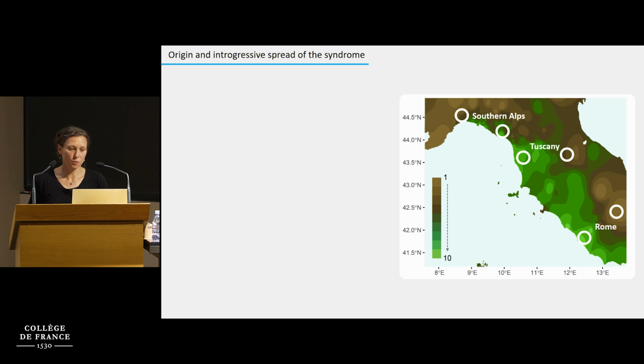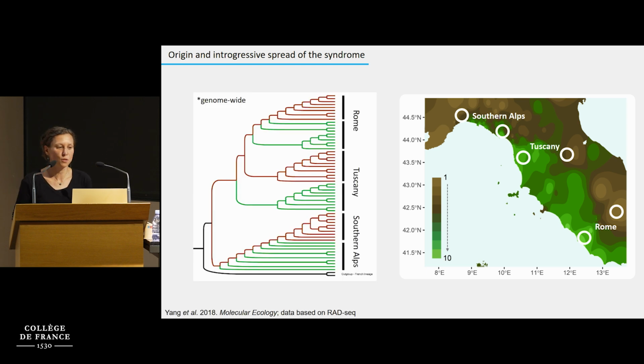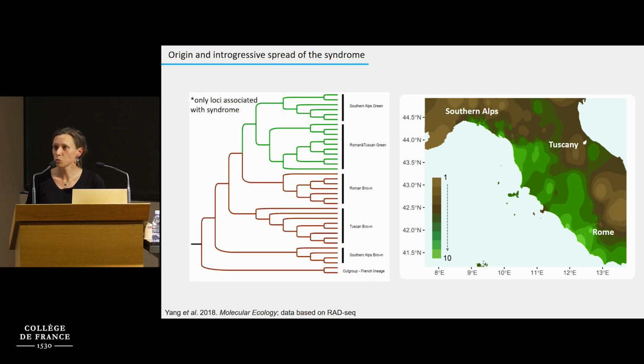And then we generated RAD-seq data. Anne has just explained what RAD-seq data is. So it's a reduced representation of the genome. And then we built phylogenetic trees. If we build a phylogenetic tree of the entire genome-wide data set, then we get basically a clustering by geographic regions. So it's simply isolation by distance. But if we restrict the analysis to the loci that are associated with the syndrome traits, so it's roughly 5% that are associated with the syndrome traits, then we get a clustering according to phenotypes. So then the green individuals fall out as monophyletic.